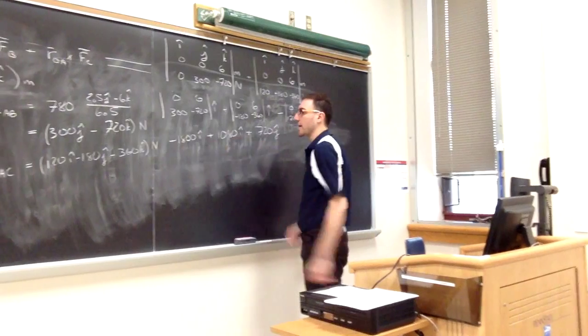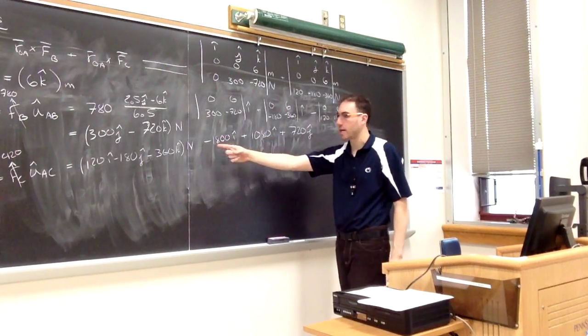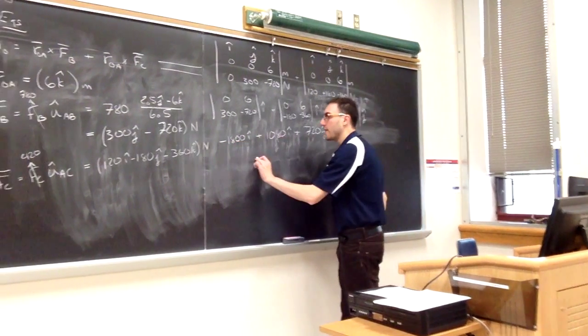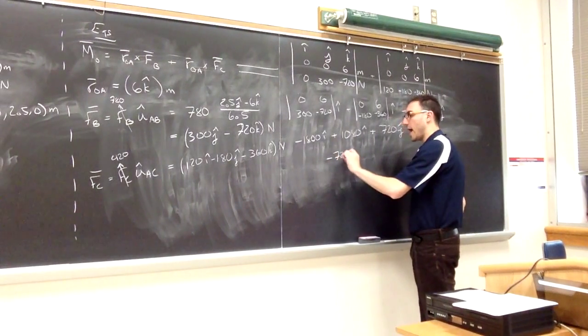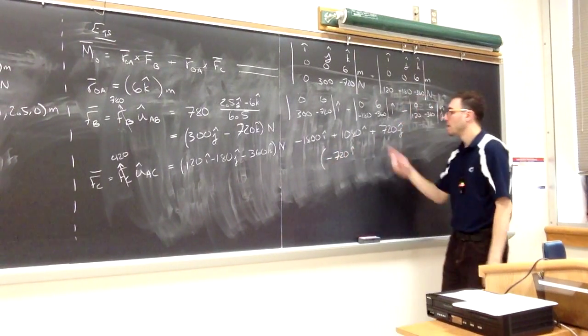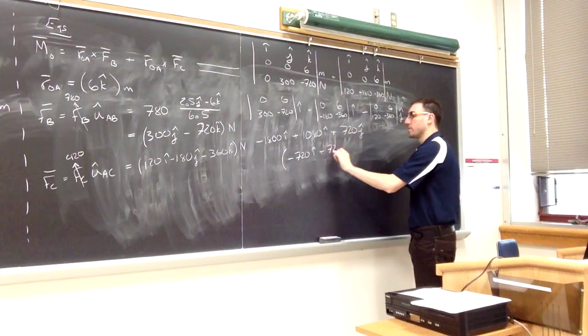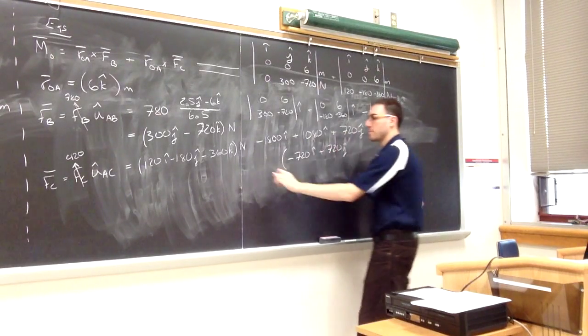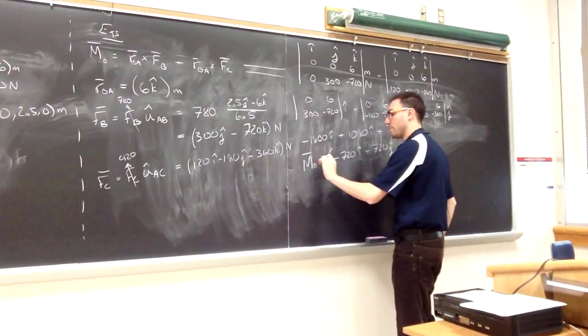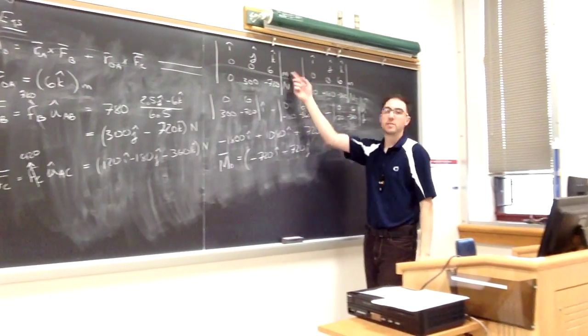We can add these like terms together. So this is where negative 1800 plus 1080 gives us negative 720i. This is the only j term, so plus 720j. And our units are newton meters.